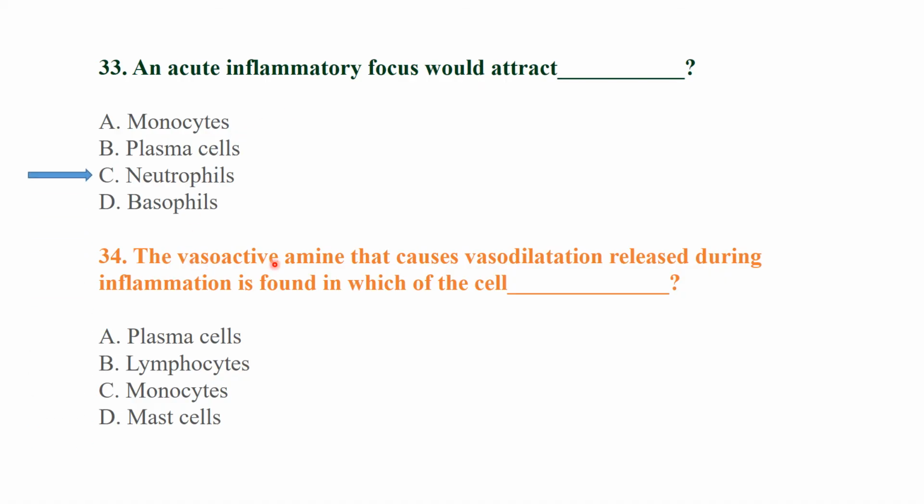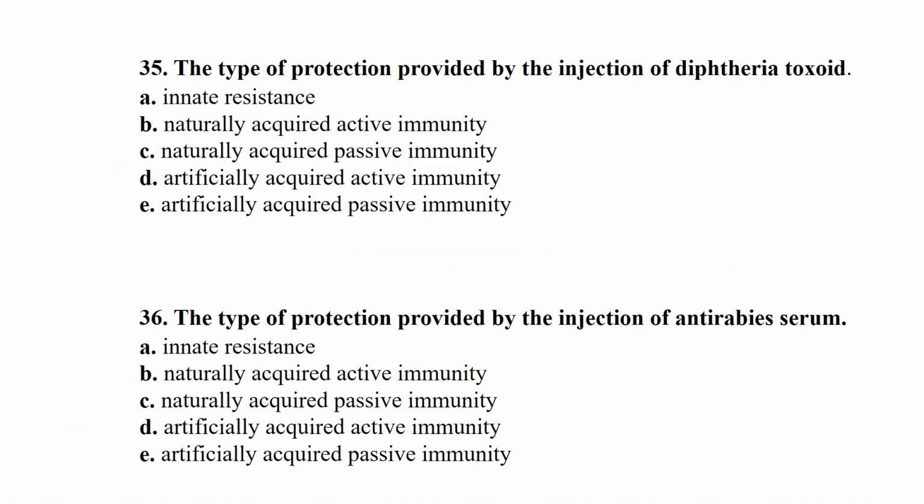The vasoactive amine that causes vasodilation released during the inflammation is found in which of the cells? These are the mast cells. The type of protection provided by the injection of diphtheria toxoid.